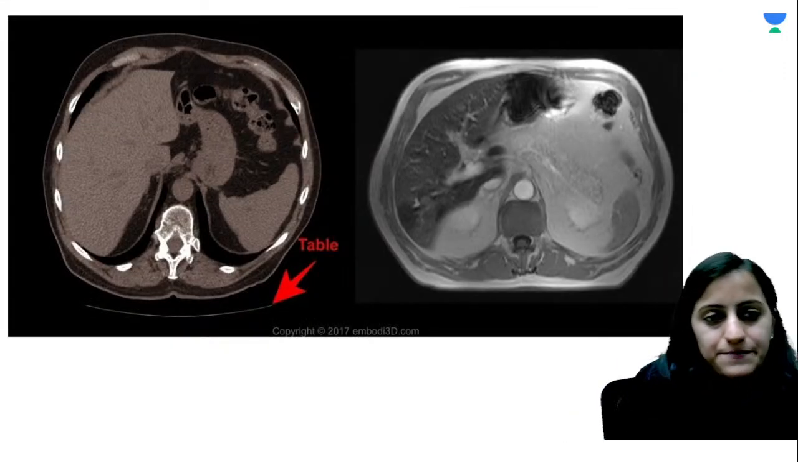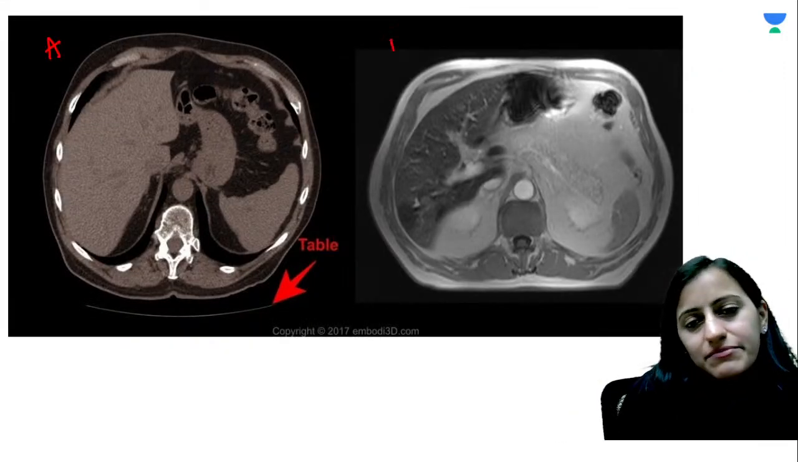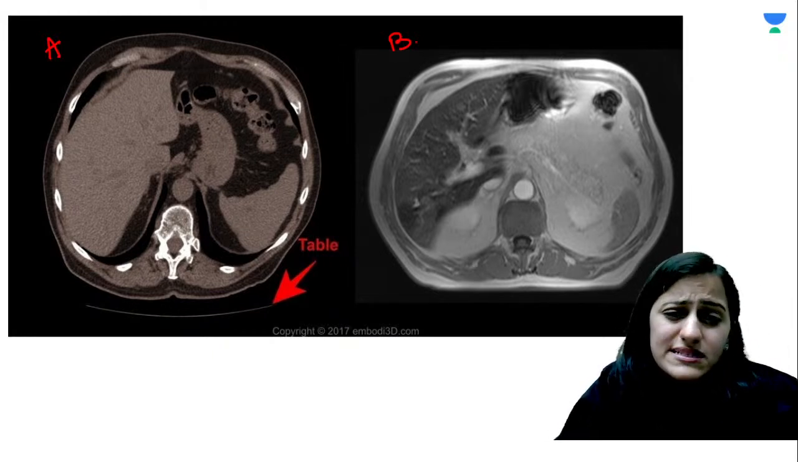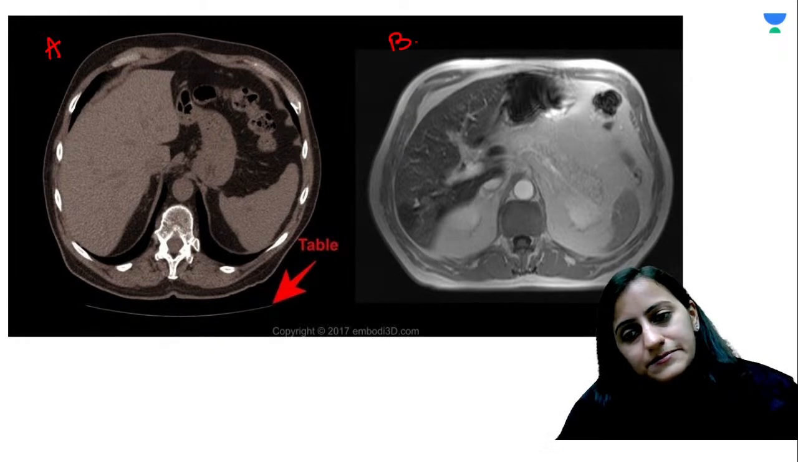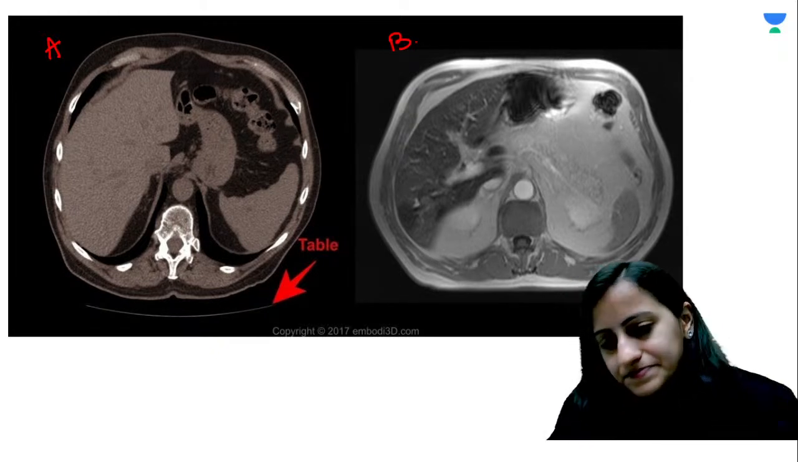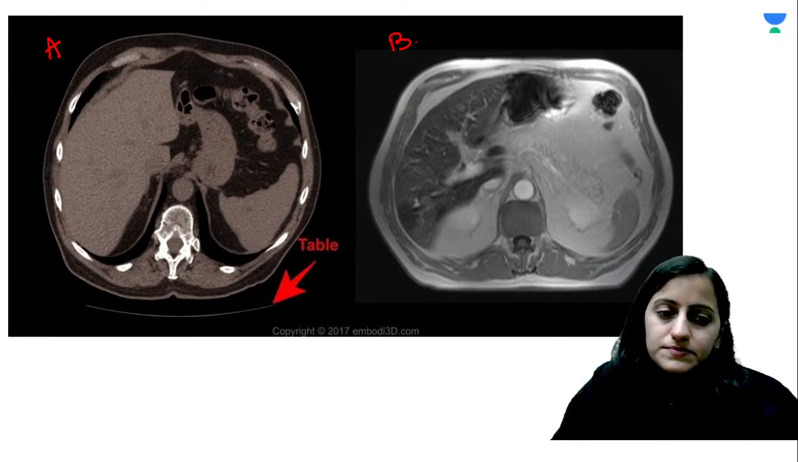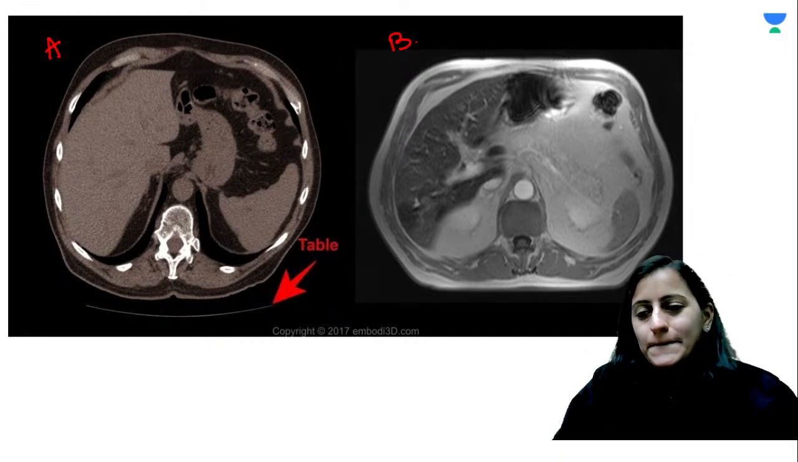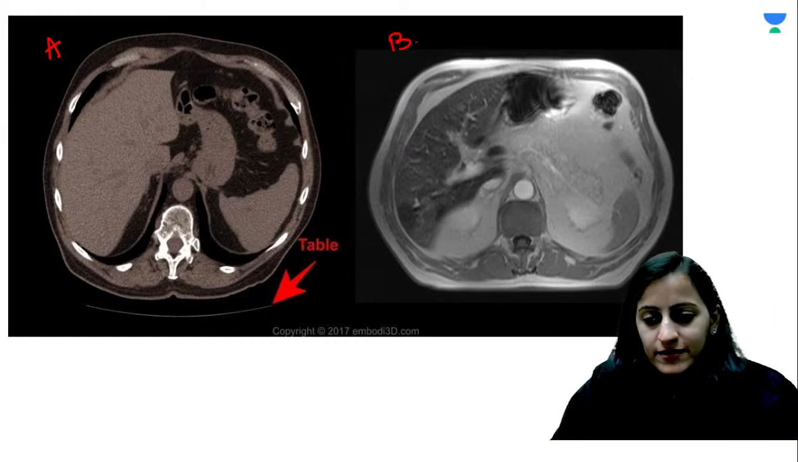Let's go to this one. Image A and image B. CT, MR, MR, CT, both MR. What do you think is that? CT and MRI. Okay, that's great. So the majority of you have got this right.